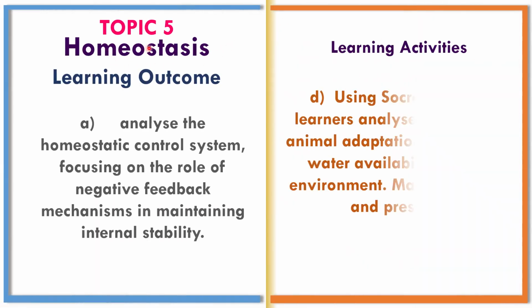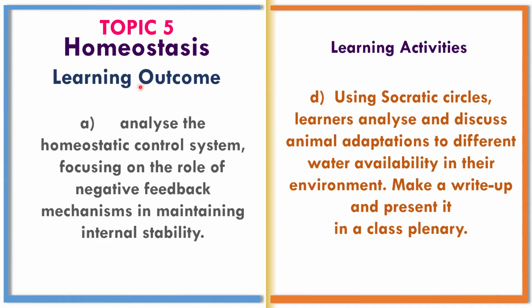Thank you for participating in topic 5, homeostasis, learning outcome A: Analyze homeostatic control system, focusing on the role of negative feedback mechanisms in maintaining internal stability. We have been looking at learning activity D: Using Socratic circles, learners analyze and discuss animal adaptations to different water availability in their environment. Make a write-up and present it in a class plenary.